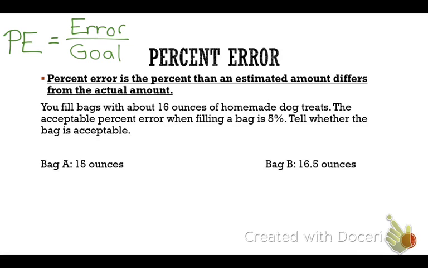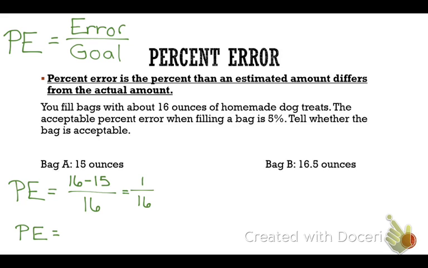Here's how I do it. How much is it off? So for bag A, PE equals the amount of error. That's my goal, subtracting what actually is in there. I need to know how much it's off by, divided by the goal amount, 16. So the difference is 1. That's not too big of a deal. Well, we'll see. What's 1 divided by 16?